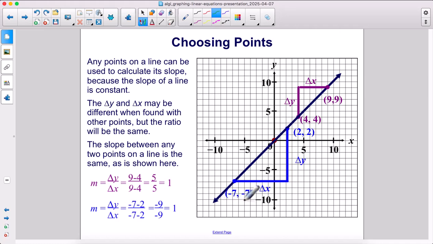We have (-7, -7) as our first point and (2, 2) as our second point. If we do rise over run, we get a slope of 1. Here we have (4, 4) and (9, 9). If we do rise over run, we once again get a slope of 1.